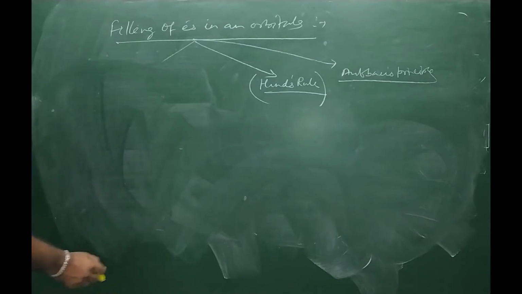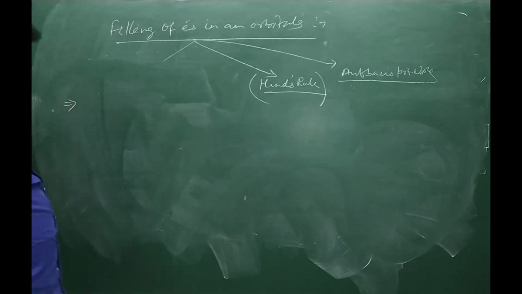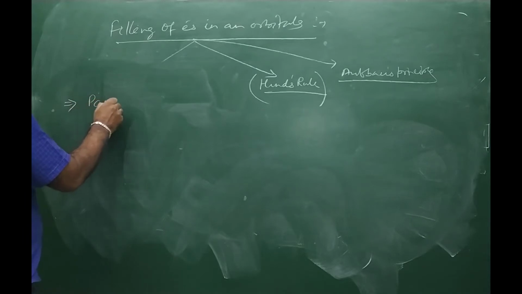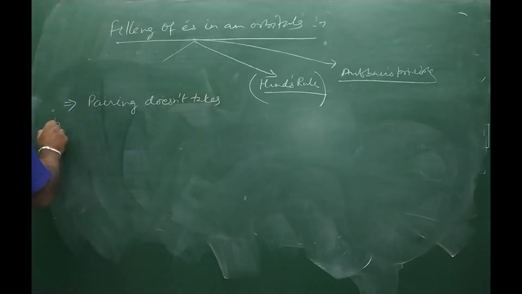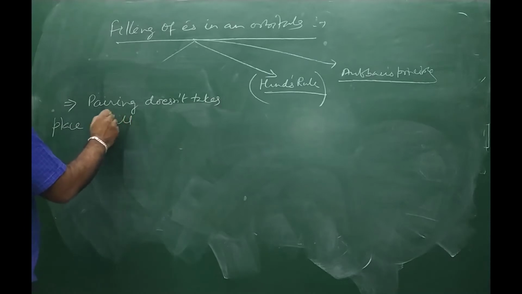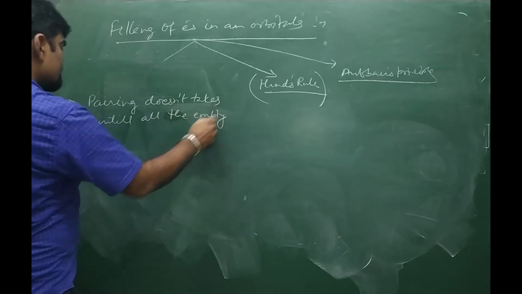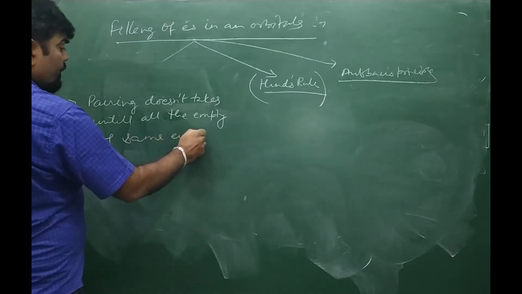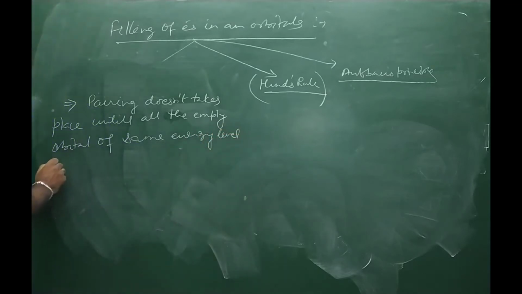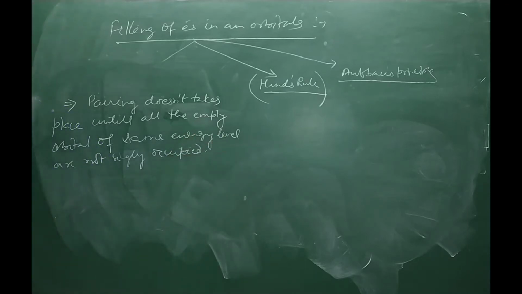Hund's rule states that pairing does not take place until all the empty orbitals of the same energy level are singly occupied by electrons. So what does it mean?